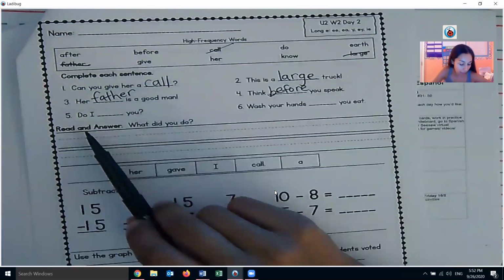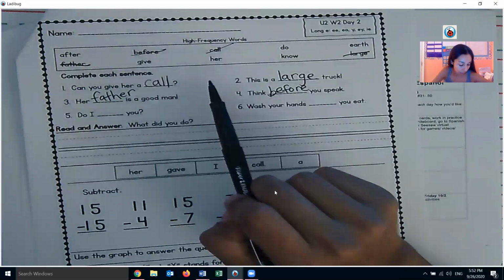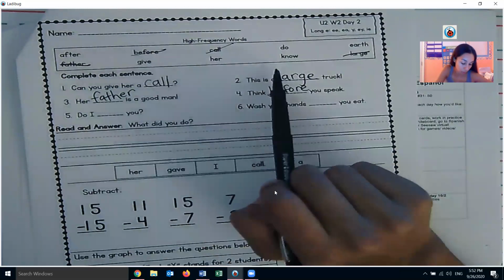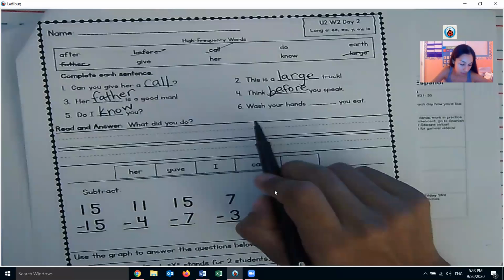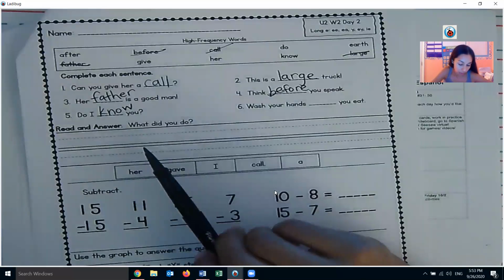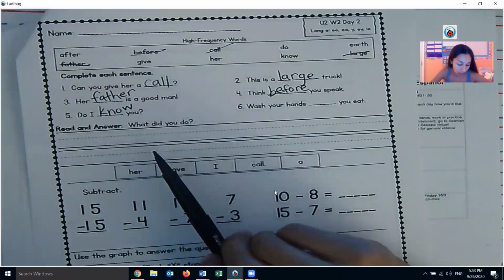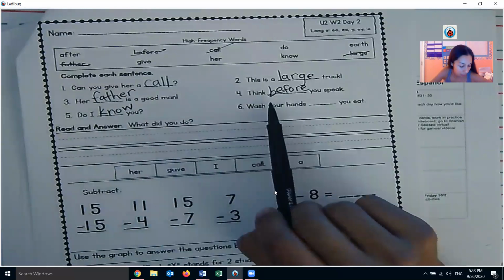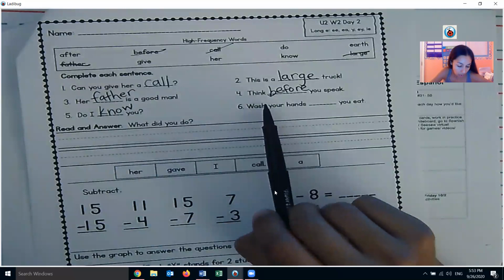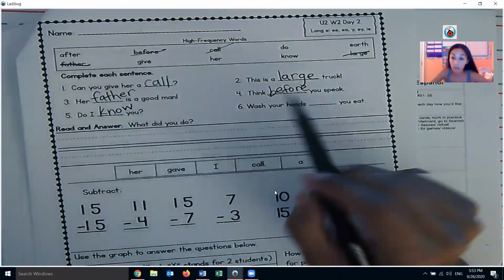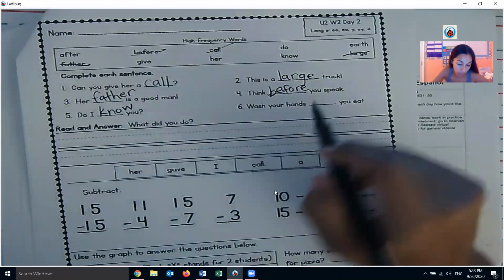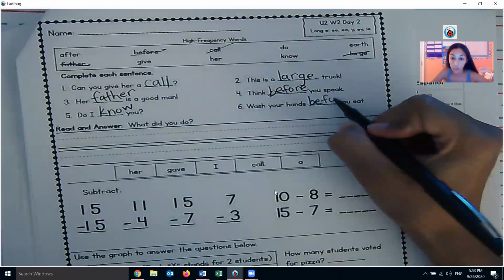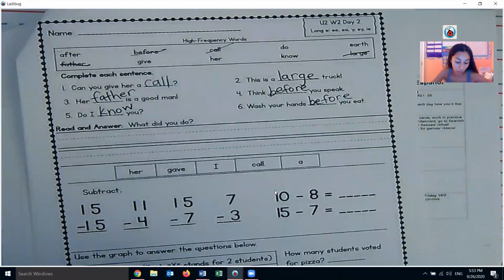Number 5, do I give you? Do I know you? Wash your hands before you eat. Maybe that word can fit in 2 of them. Let me think. After you speak, think, give, think, no, think, do, think, earth. Yeah, I feel like this one kind of has 2. Wash your hands before you eat. We're going to use before 2 times. I just feel like that word works the best for number 4 and number 6.